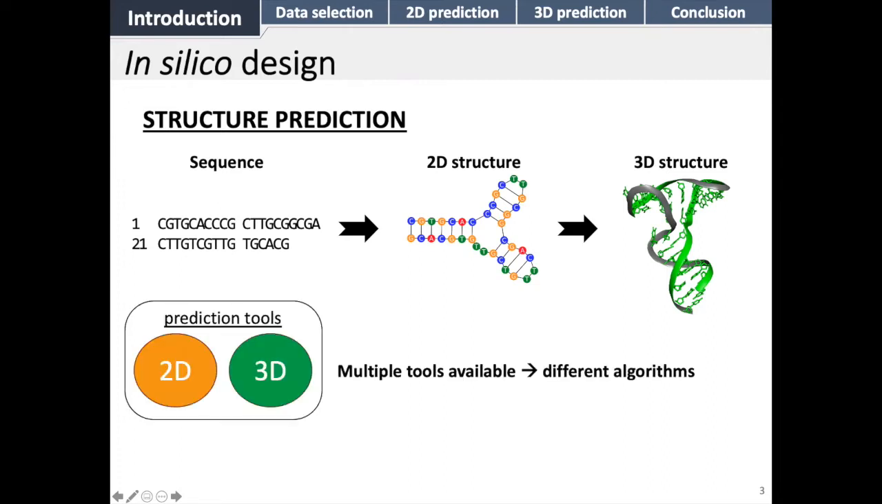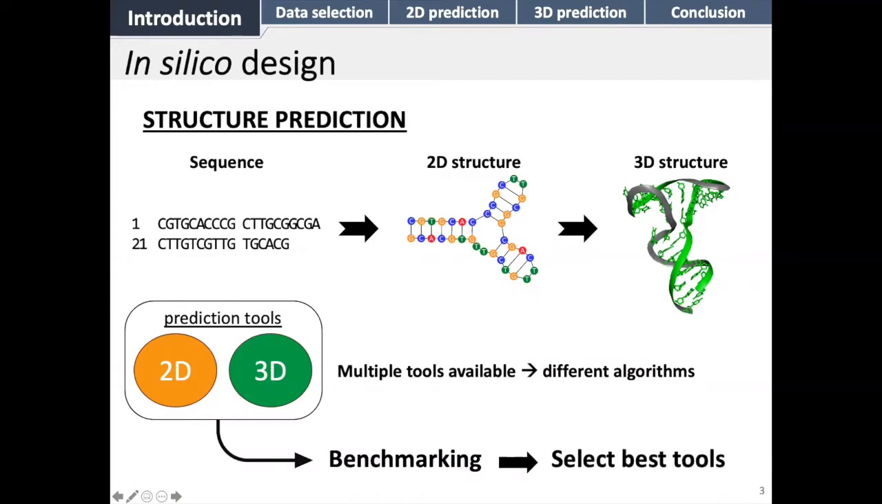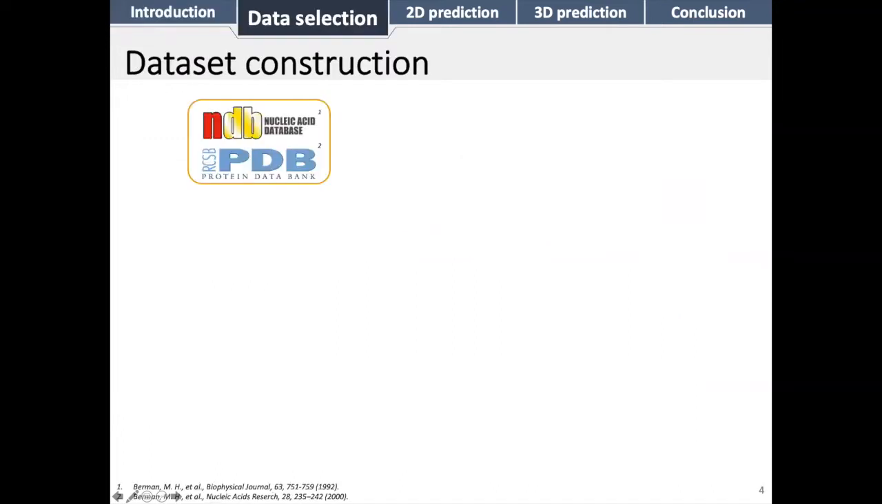Multiple tools are available for both 3D and secondary structure prediction, and as they use different algorithms, the accuracy may change. So we perform benchmarking steps for both secondary and tertiary structure prediction in order to select the best tools and have a reliable and accurate procedure.